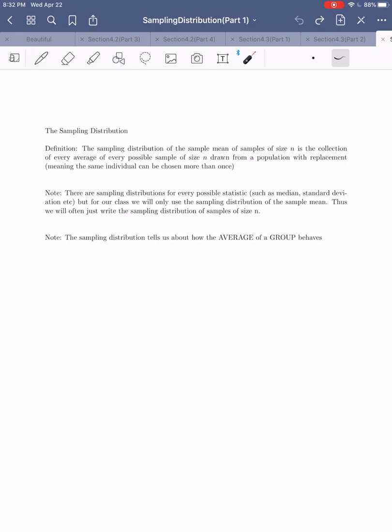So let's start off with our definition. What is the sampling distribution? The sampling distribution of the sample mean of samples of size n is the collection of every average of every possible sample of size n drawn from a population with replacement.